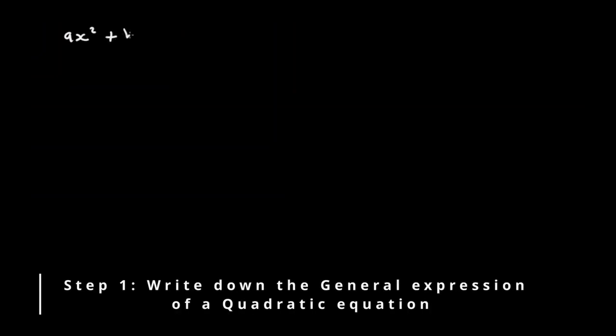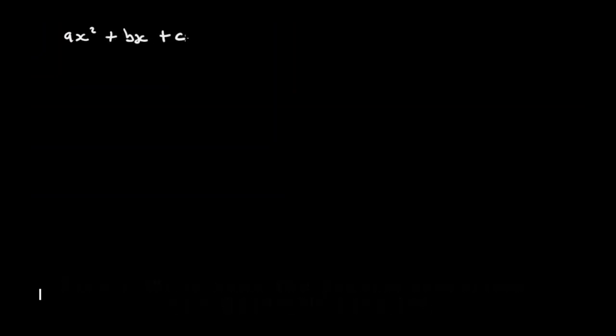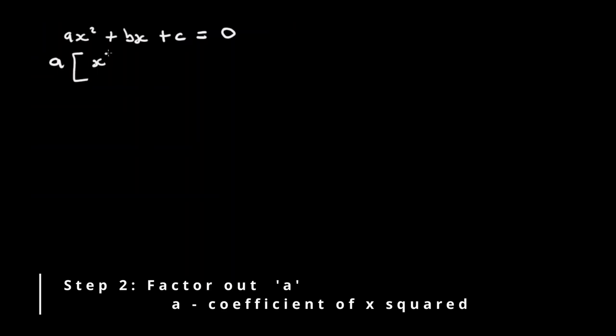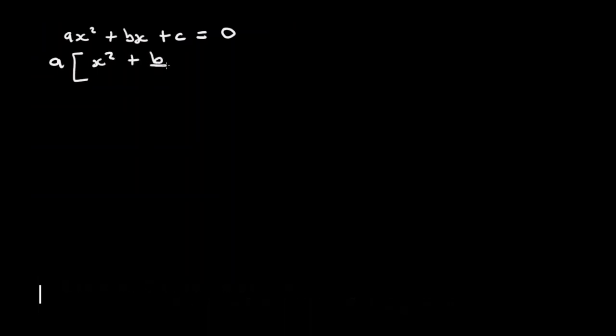Firstly, we write down the general expression of a quadratic equation, which is ax squared plus bx plus c equal to 0. We should note that a and b are coefficients of x squared and x respectively, and c is a constant. After doing so, our next step is we factor out a, and here we have x squared plus b over a x plus c over a is equal to 0.